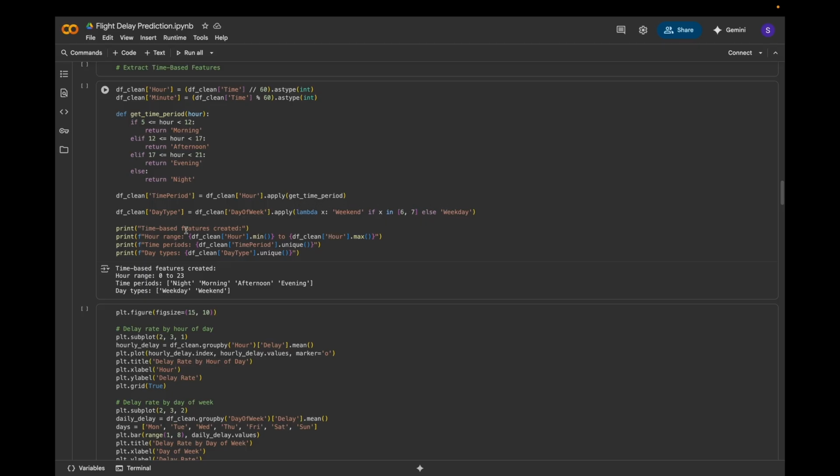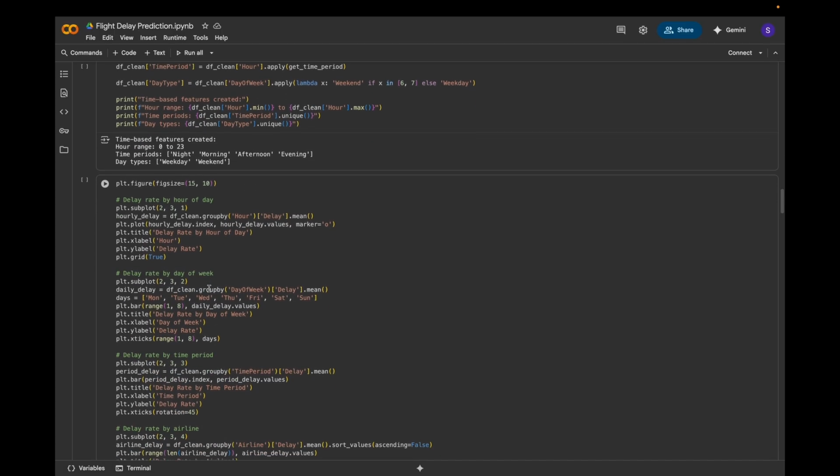So yeah. Next we print out the time-based features created, which are the hours, the time periods, and the date types over here, and here are the outputs. So now the hour ranges from 0 to 23, the time periods are night, morning, afternoon and evening, and the date types are the weekdays and weekend.